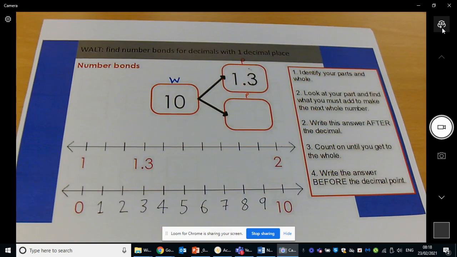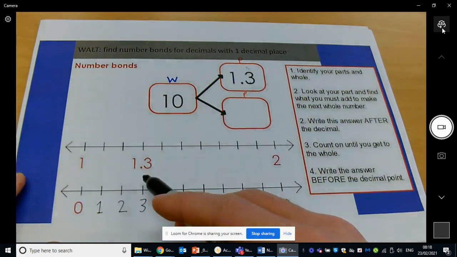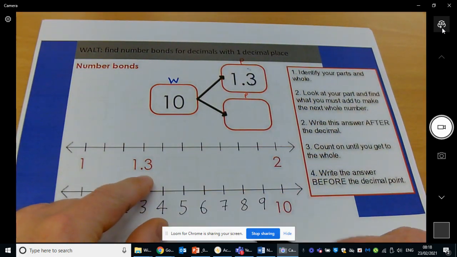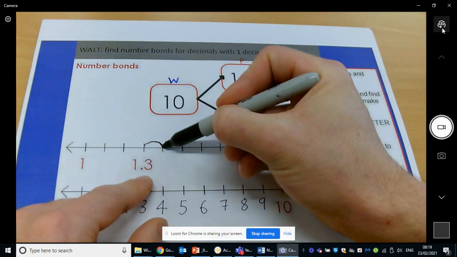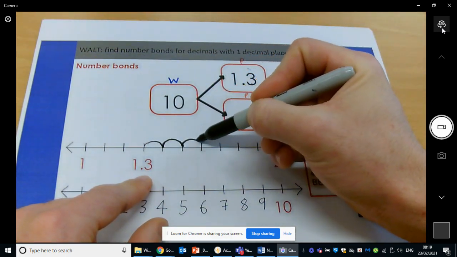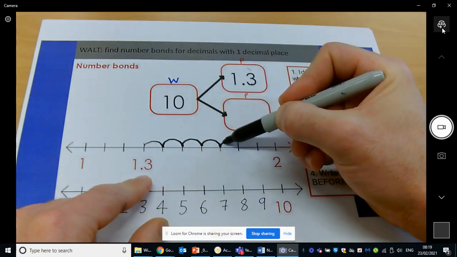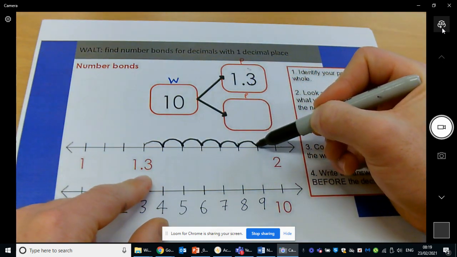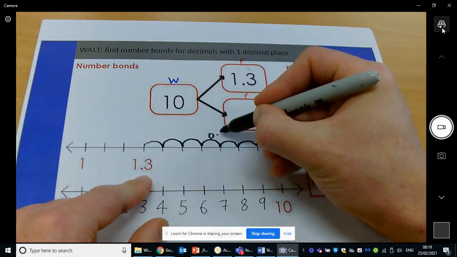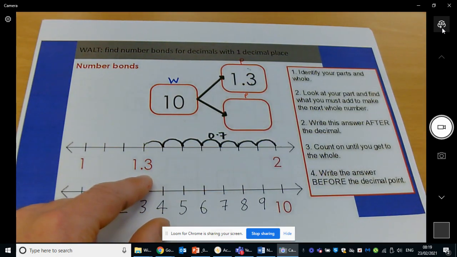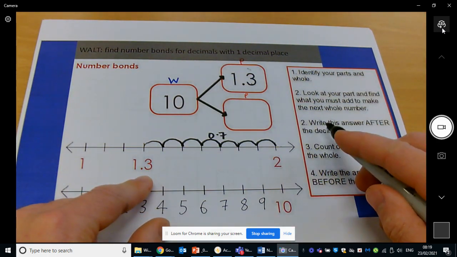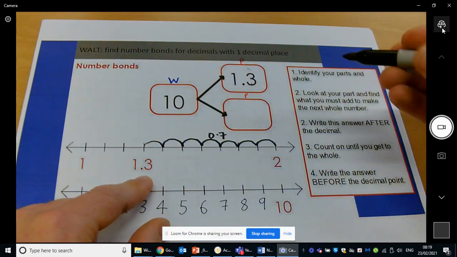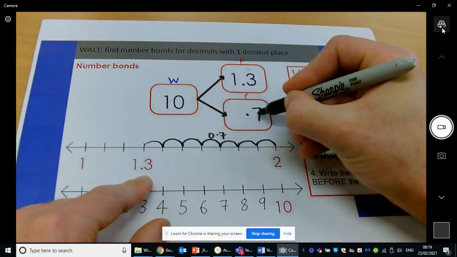So hopefully you've had a chance to do that. And we need to look at the part and find what we need to get from 1.3 to the next whole number. What's the next whole number? 2. So let's start. 0.1, 0.2, 0.3, 0.4, 0.5, 0.6, 0.7. So hopefully that's what you got there. Then for the next step, where do we put that answer 0.7? We write that answer after the decimal. So 0.7.